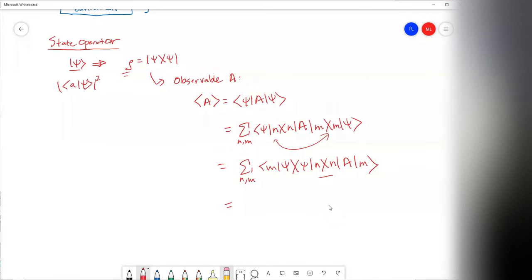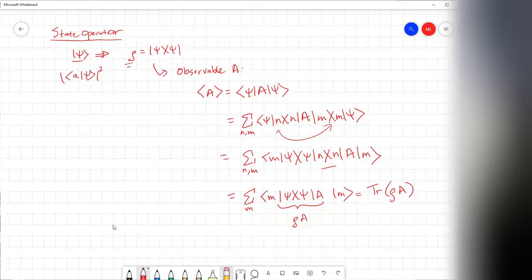Now you get rid of this completeness in here, and you get a sum over m of m, psi, psi, A, and then m. And if you think about it, this right here is rho A, right? It's the projection times A. So all this is just the trace of rho A. So if you want to calculate expectation values of observables, you just multiply them by your state operator and trace. Really nice, very compact way of doing things.